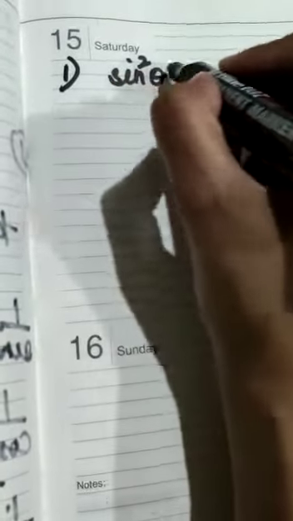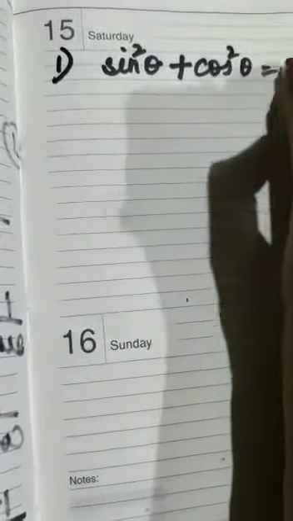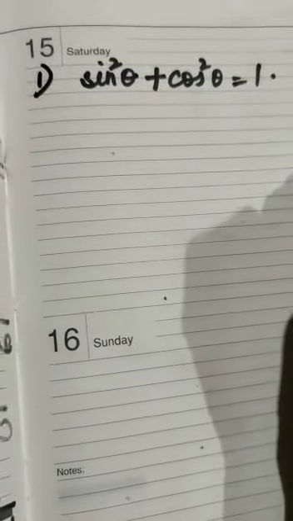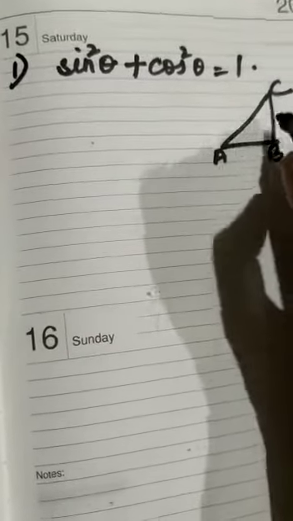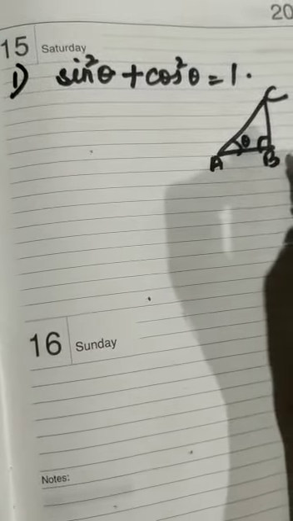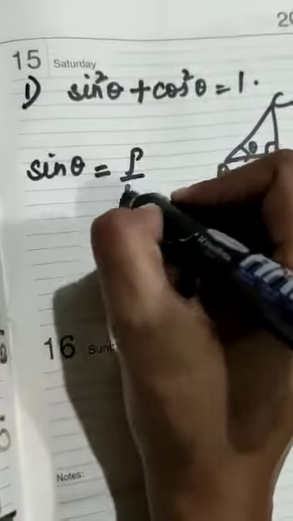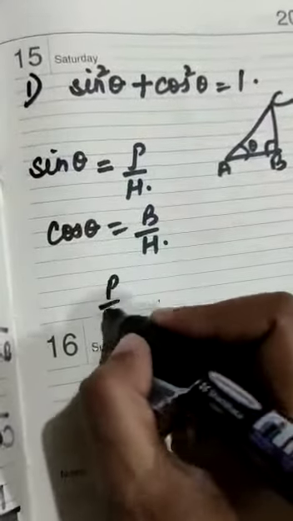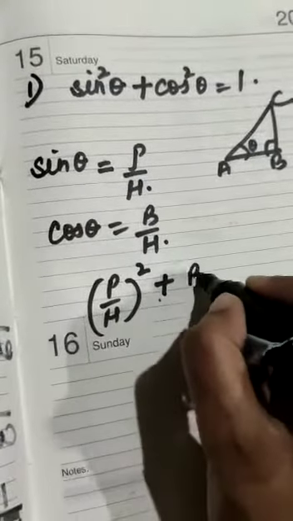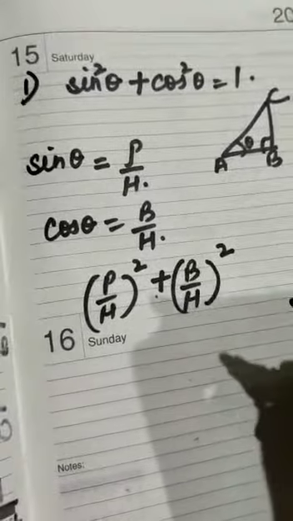Now I am going to solve one identity here, that is sin square theta plus cos square theta is equal to 1. Now look, ABC triangle is there. Theta is here. This is of 90 degrees. We know that sin theta is equal to P upon H, and cos theta is equal to B upon H. So sin theta is P upon H, it means (P upon H) square. Cos theta is B upon H, it means (B upon H) square.